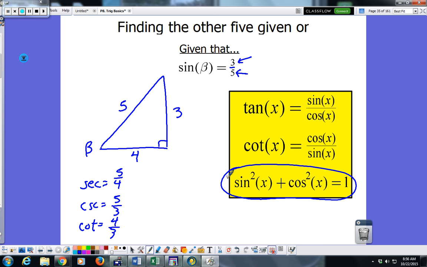But tangent is equal to sine over cosine. Cotangent is cosine over sine. And that should make sense. If tangent and cotangent are reciprocals, then, yeah, that's why. And then sine squared plus cosine squared equals 1, probably the most famous of the identities of trigonometry, which is actually what we're going to use here. Well, we'll pick up there tomorrow after you get those written down.